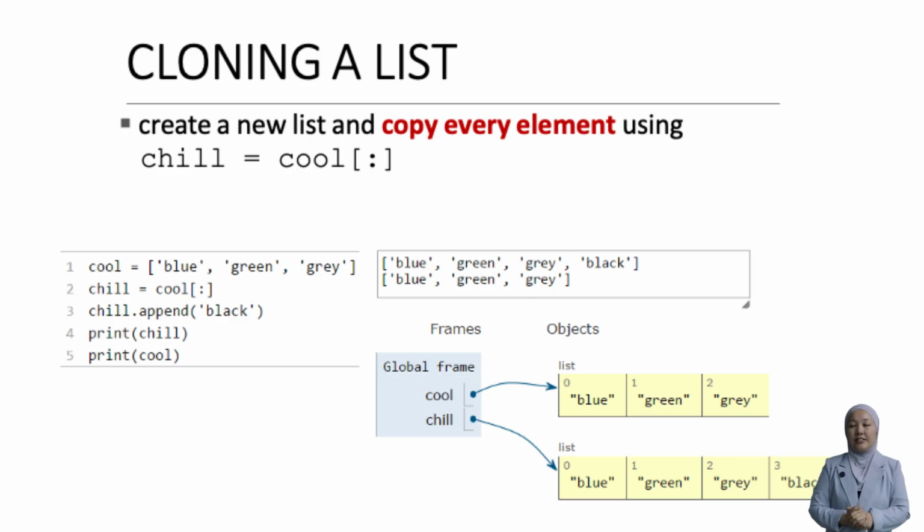For nested lists, beware: a shallow copy only copies the outer list. Inner lists are still shared. That's a topic for later.